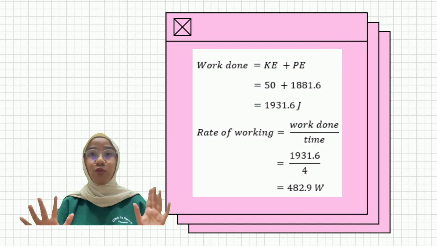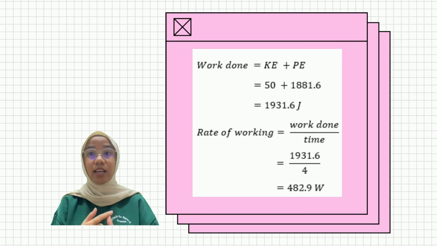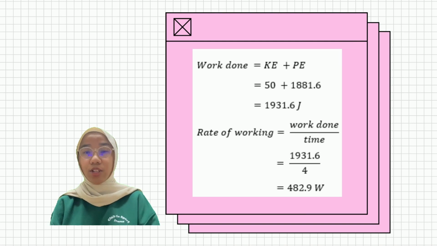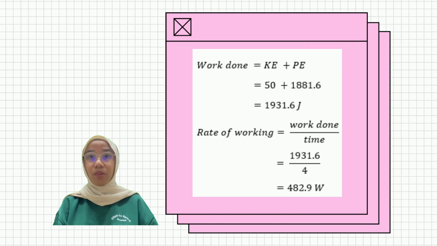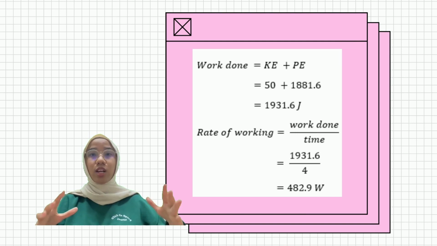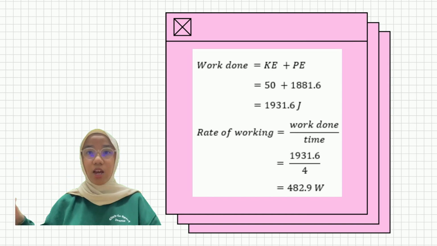Then continue. The formula of work done is kinetic energy plus potential energy. We have calculated the kinetic energy and potential energy, so we just add them up, which is 50 joules plus 1881.6 joules, and then you will get 1931.6 joules. So we need to calculate the rate of working of the man running up the stairs.